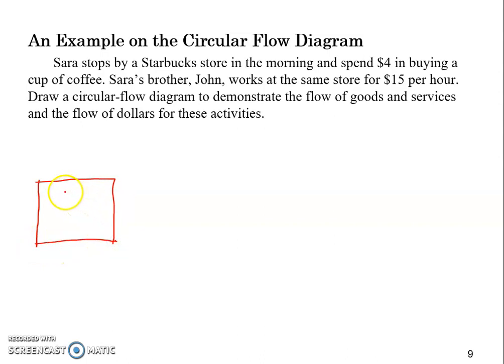In this specific case, the households are Sarah and her brother John. What I'm showing here is just a specific version. It's not the general version of the circular flow diagram. In a general version, you're supposed to see households in this box. And on the right-hand side, let's put the box for the firm. In this case, it's Starbucks.